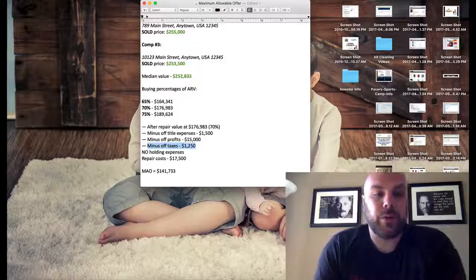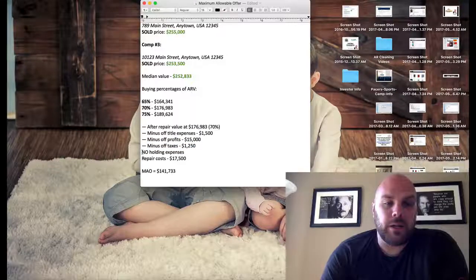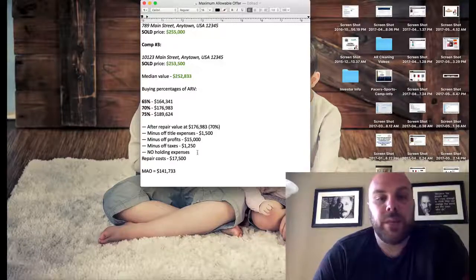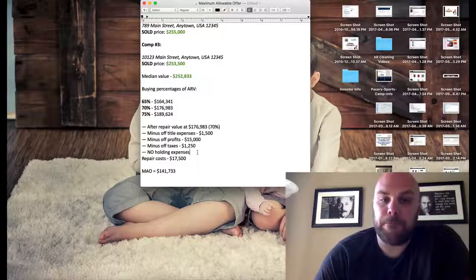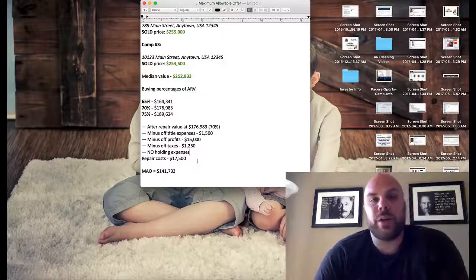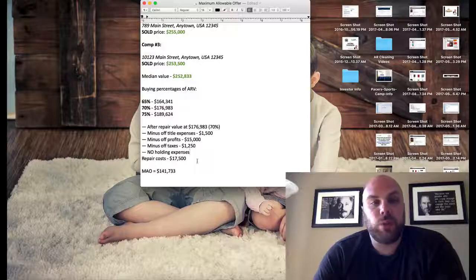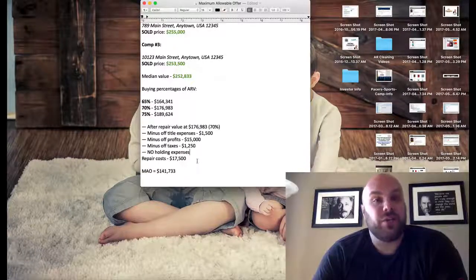Everything's in arrears. So this is going to be an example where no holding expenses are being accounted for. This is where you would want to put your holding expenses if you do have any. Most of the transactions we're doing are A to B, B to C transactions, meaning we're closing same day, so we don't have to use anybody else's funds.